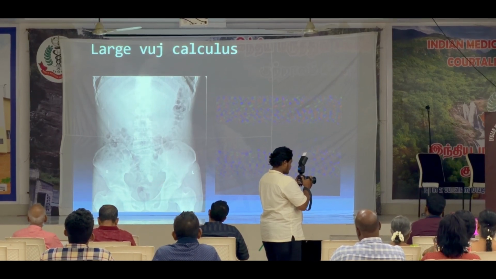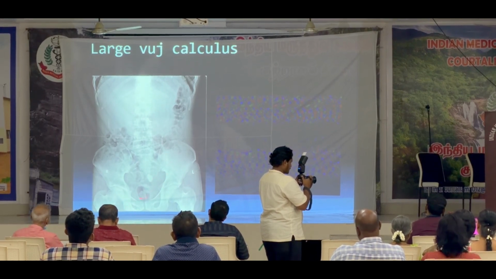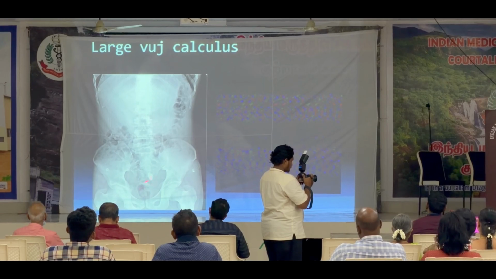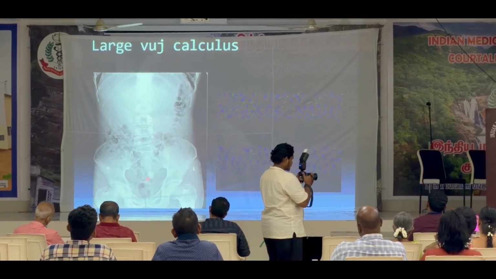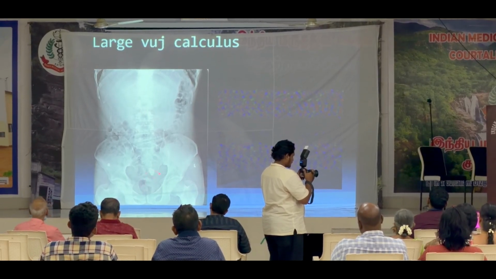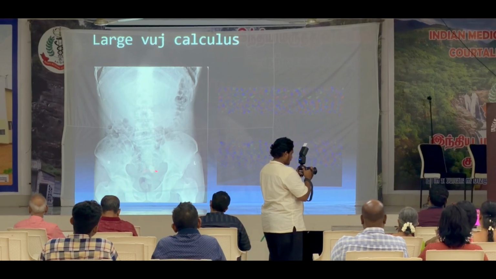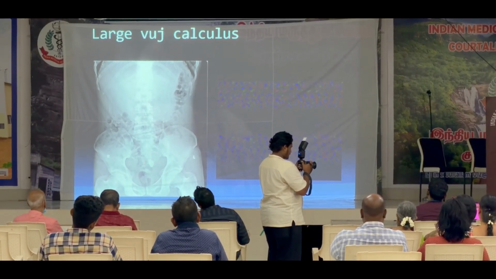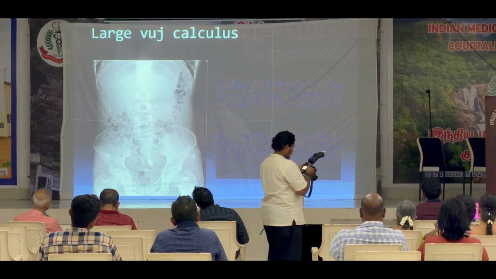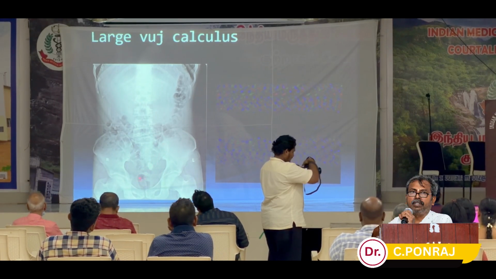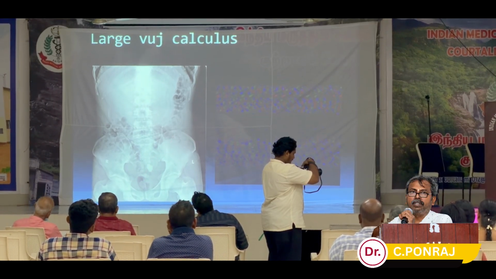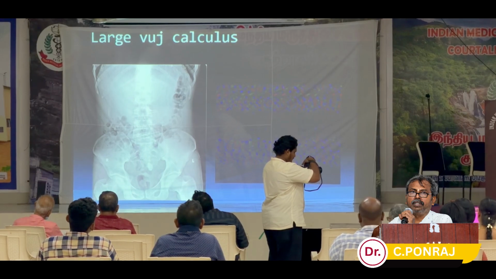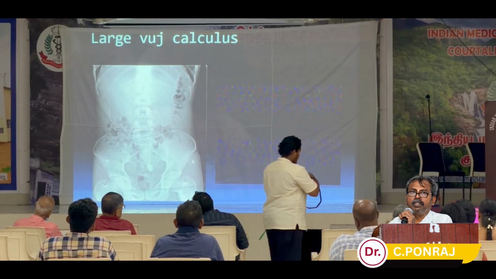So what we did was we did a cystoscopy and incised the vesicoureteric junction. This case came before we bought a high power laser. We had a low power laser, and it was taking quite a long time. So after incising the vesicoureteric junction, we passed in a nephroscope and broke the stone.